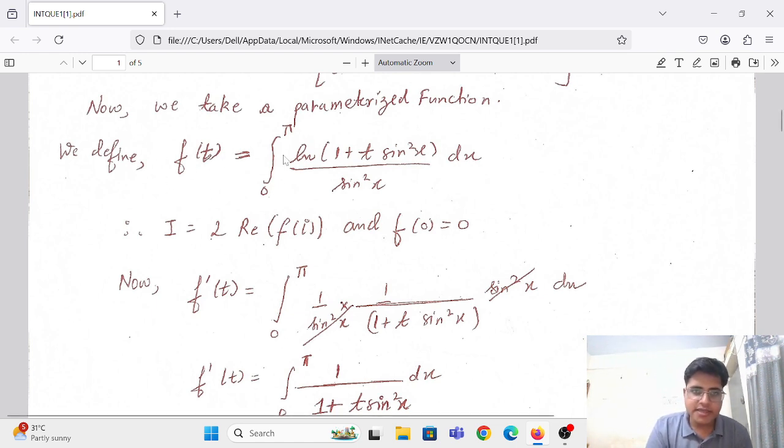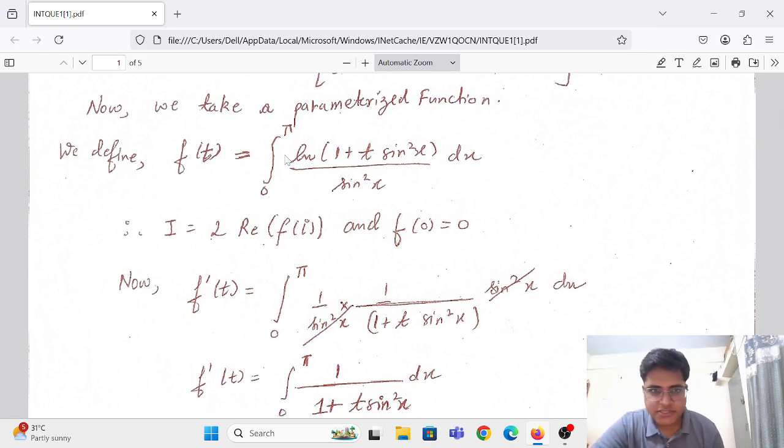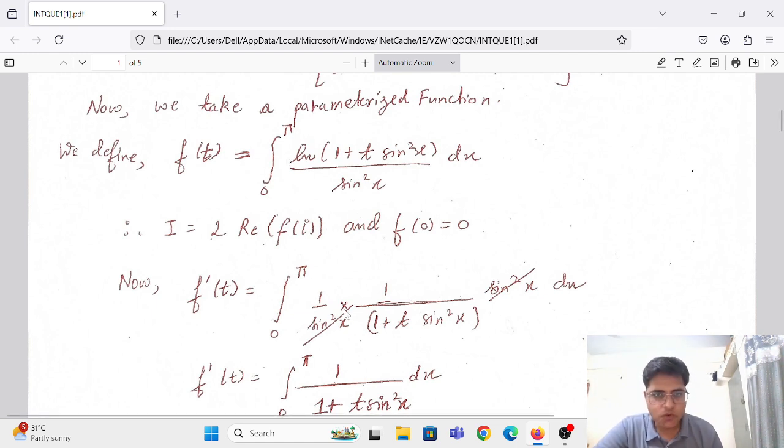We'll use Leibniz rule over here. What Leibniz rule says is that the differential goes inside, plus the upper limit substituted times the differentiation of the upper limit, which goes to 0 because the differentiation of the upper limit with respect to t is 0, since pi is a constant, minus the lower limit substituted times the differentiation of the lower limit with respect to t. Now the differentiation of 0 with respect to t is again 0.